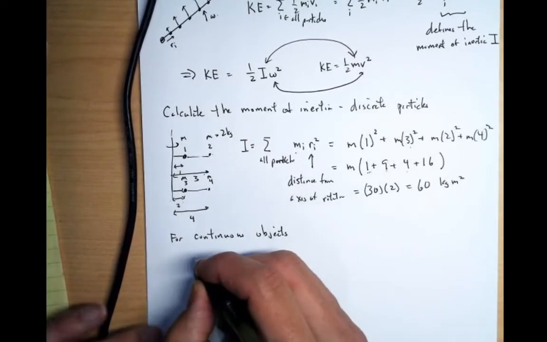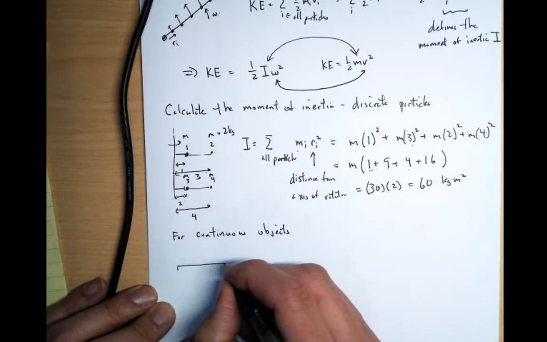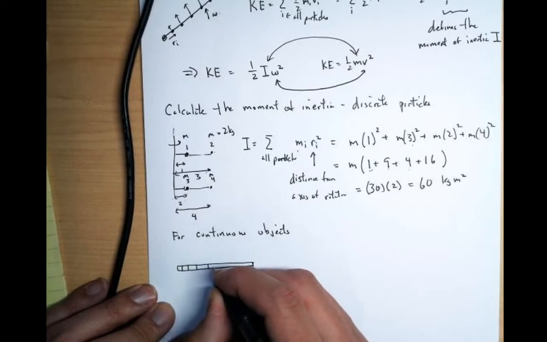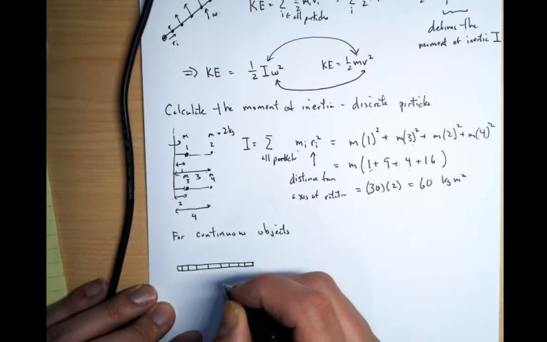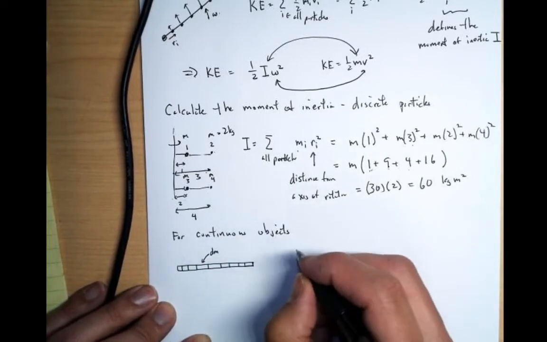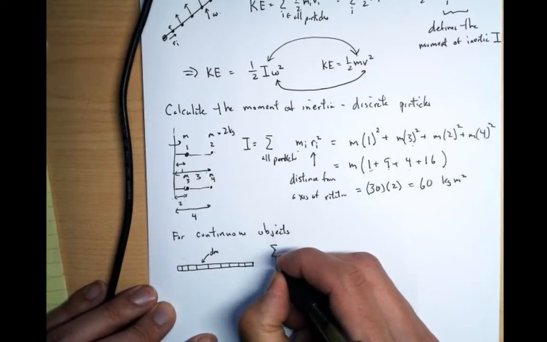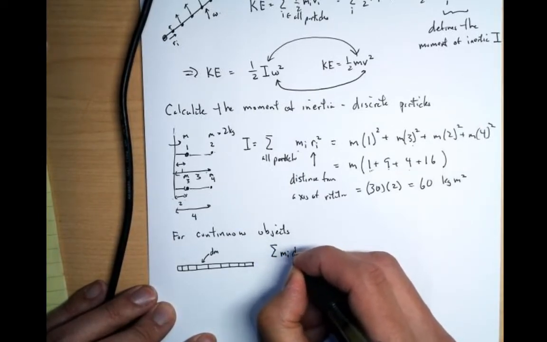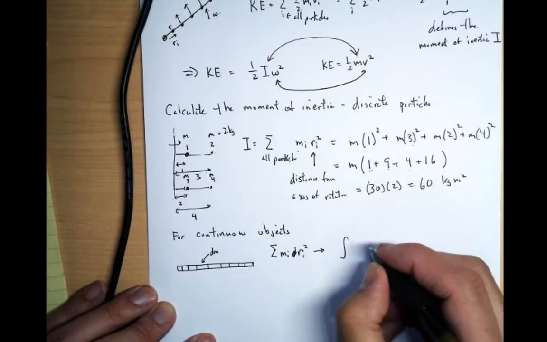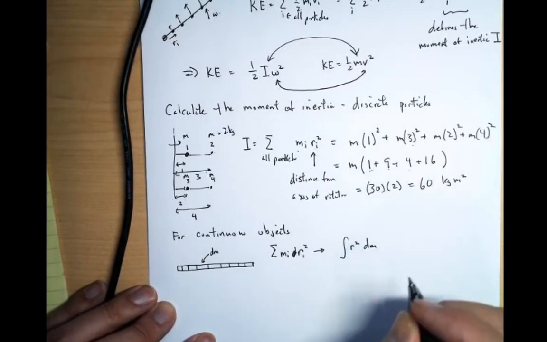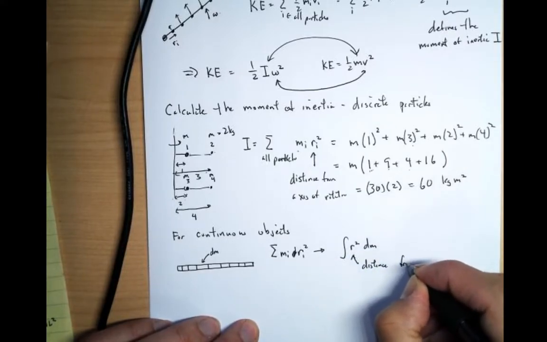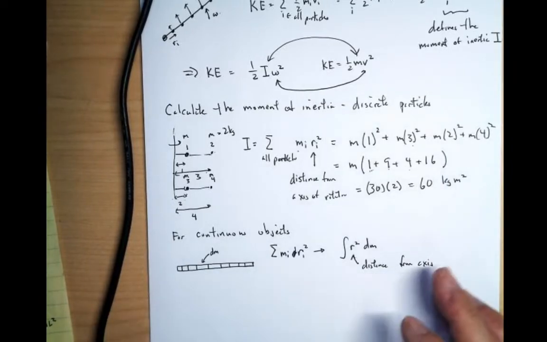Consider a ruler here. Each of these is a something dm. When you consider continuous objects, you go from the sum of m_i r_i squared to the integral of r squared dm, where this again is the distance from the axis. Really critical you get that.